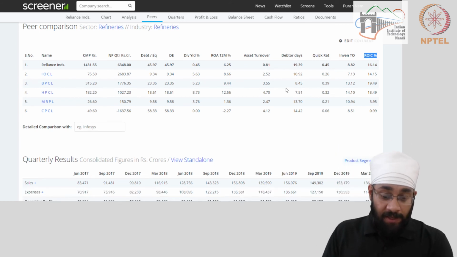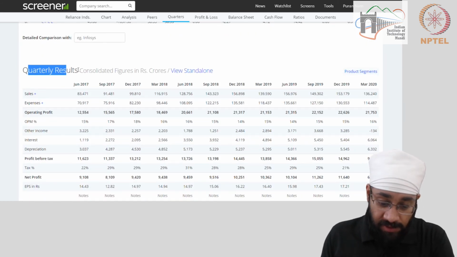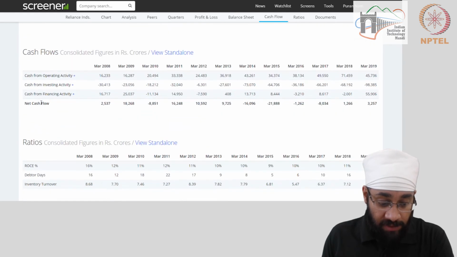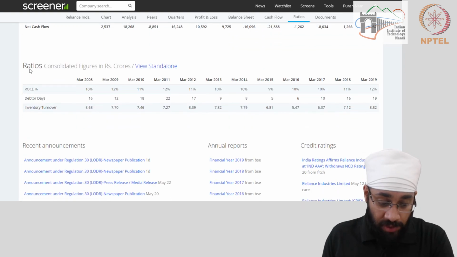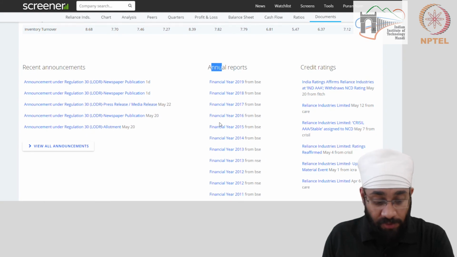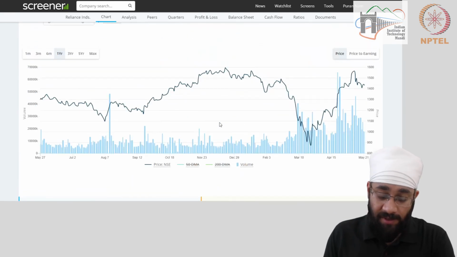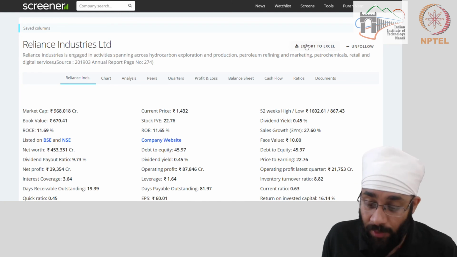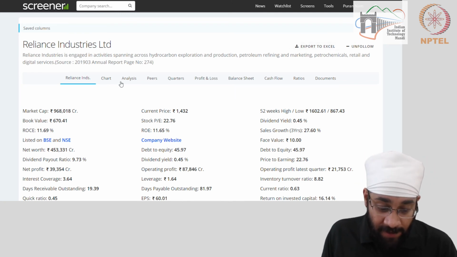You also have quarterly results. You can view standalone or consolidated. Profit and loss account is here. Balance sheet is given. Cash flow statement is also here. Then you have these ratios. And then all the annual reports are also consolidated, brought at one place. You can download these numbers into an Excel as well.